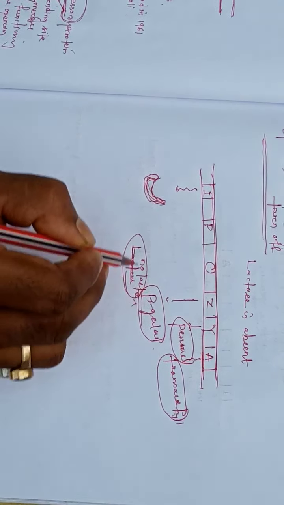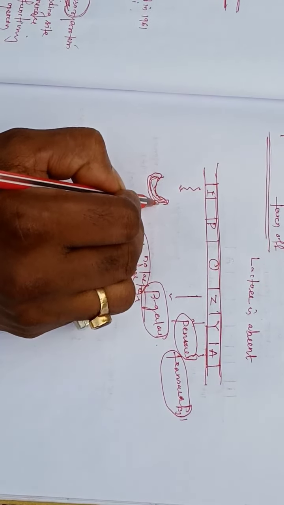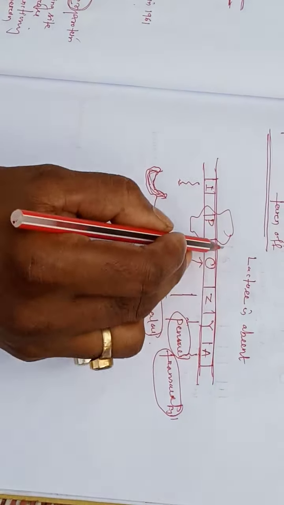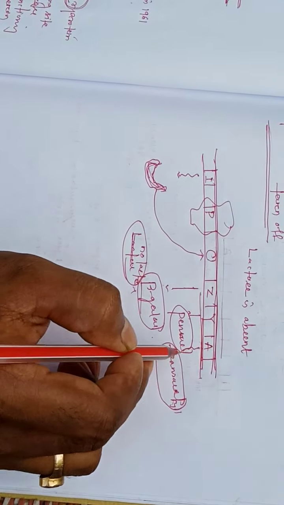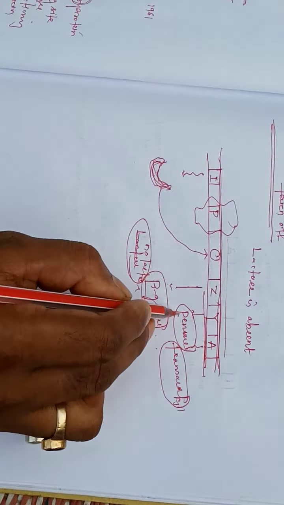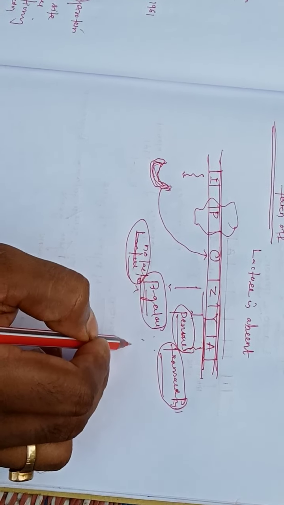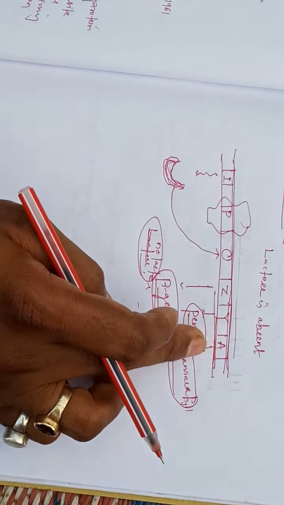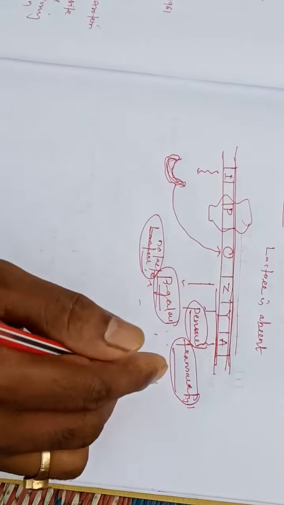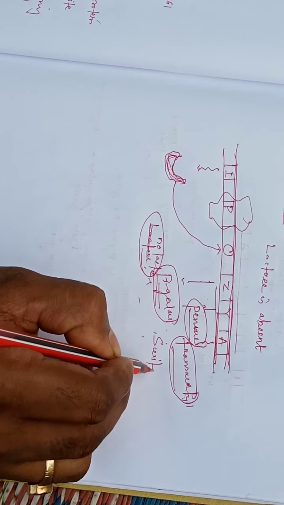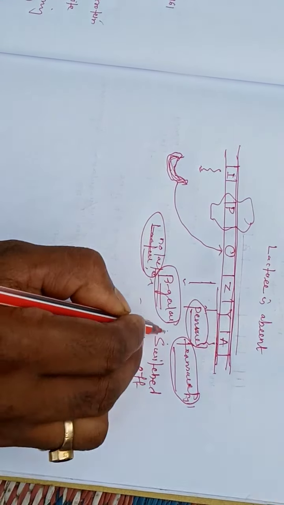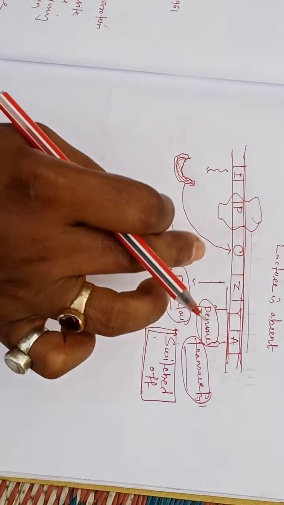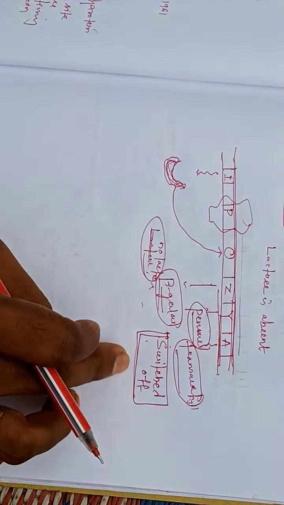In the absence of lactose, this repressor protein binds to the operator site, so that the RNA polymerase has no access to the structural genes. So there is no transcription and translation, and these three enzymes are not synthesized because lactose is absent. There is no need of these three enzymes, so the operon is switched off. This is a kind of gene regulation mechanism. These enzymes are not needed by the cell, so the operon remains switched off.